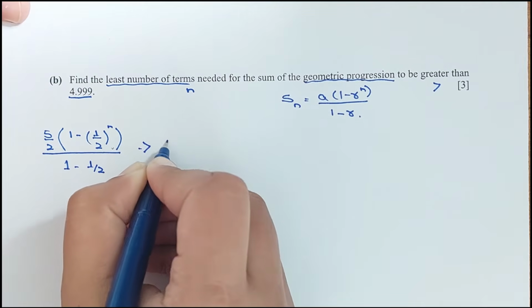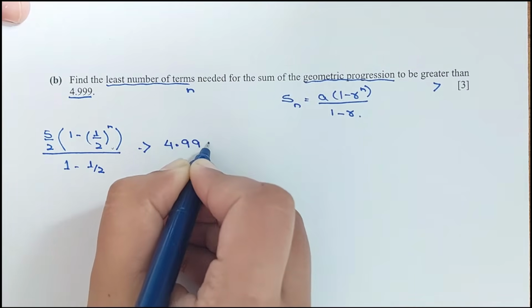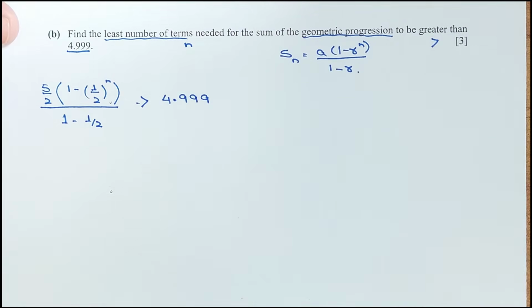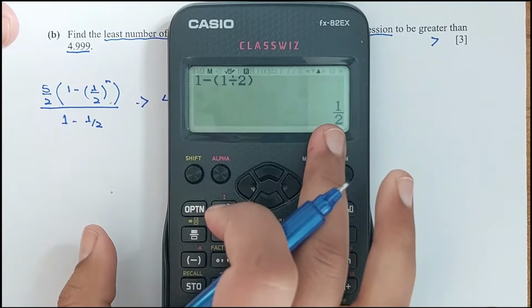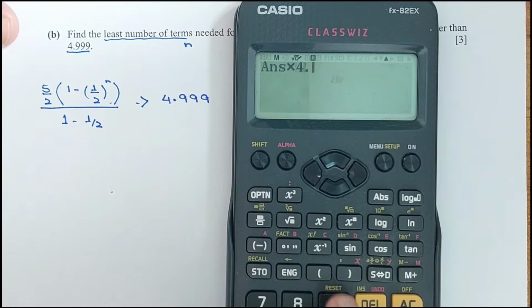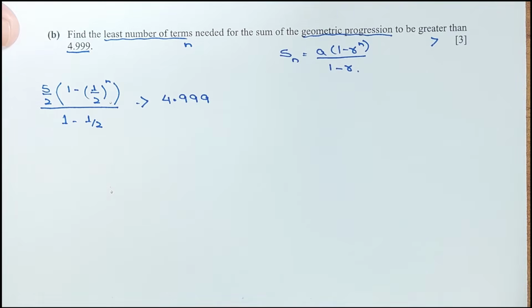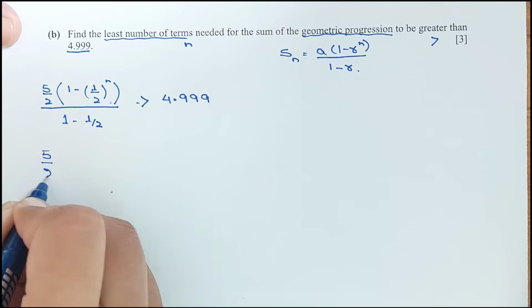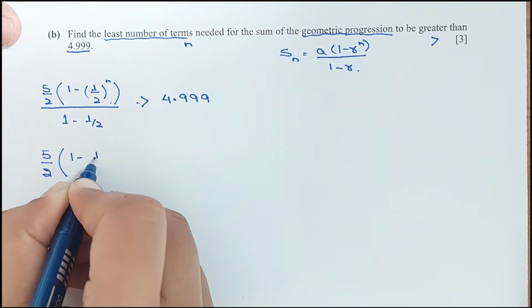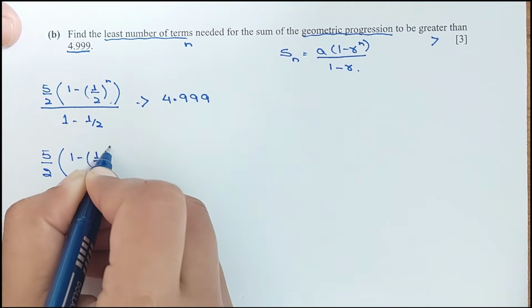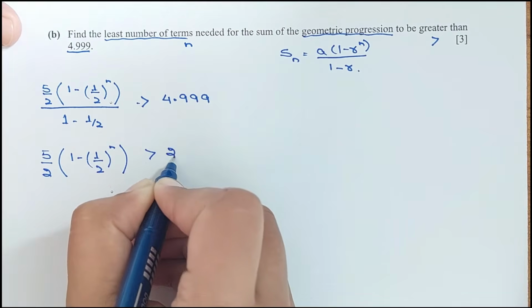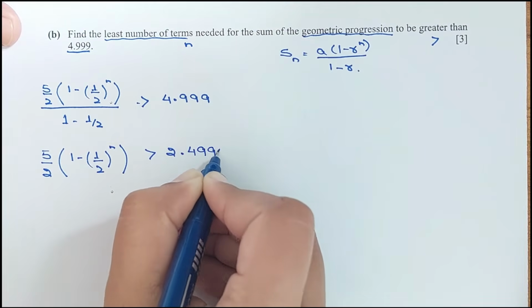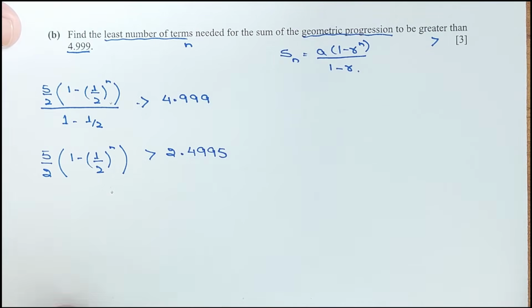is greater than 4.999, right? Further simplification, 1 minus 1 by 2 we already did. This is 1 by 2 and it is times 4.999, which is 2.4995. So we have 5 by 2 into 1 minus 1 by 2, its whole power n is greater than 2.4995, right? Now we have to solve for n.